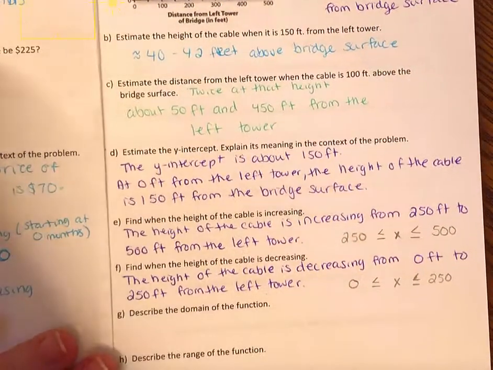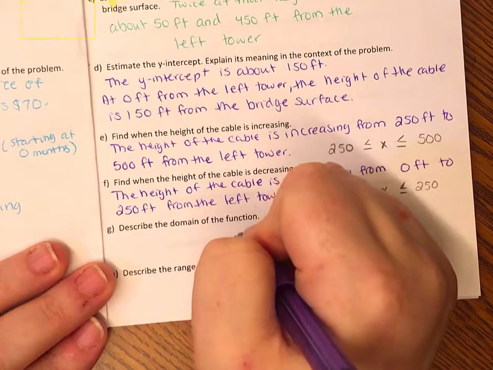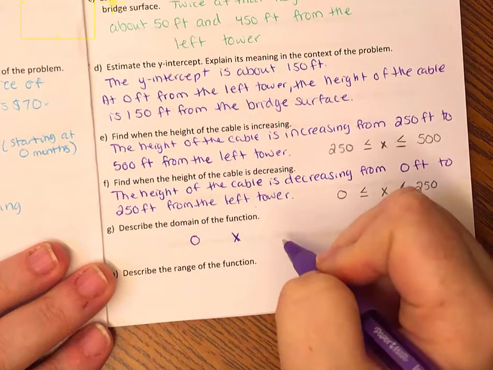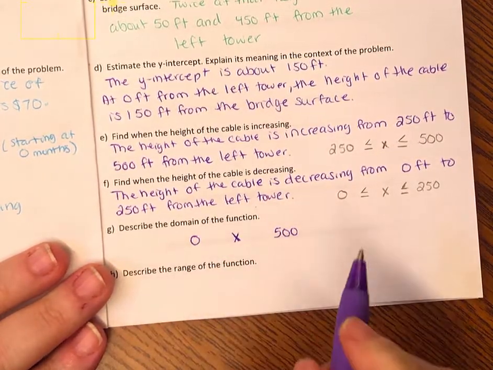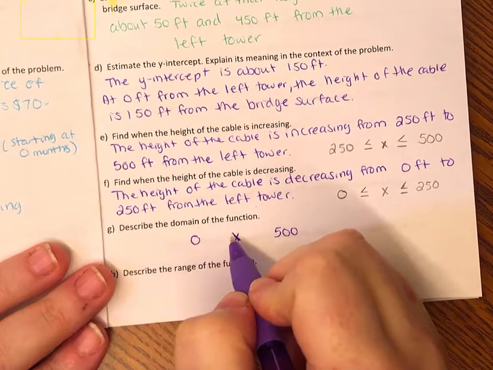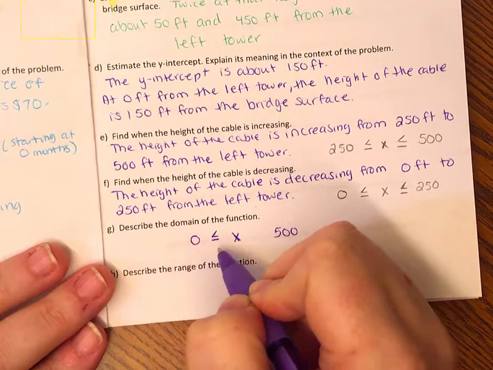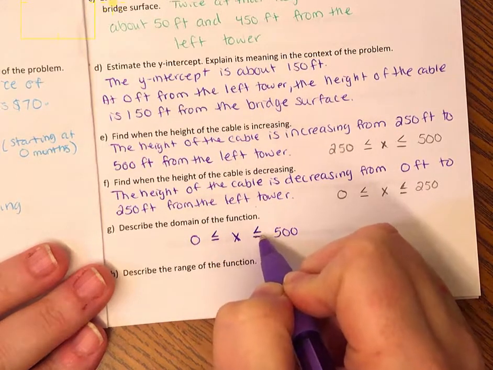So the domain is the x values. The domain starts at the x value of 0, but then it stops at 500. And then our intervals are the same as what we've done earlier. We want to say that it's all the x values that are bigger than or equal to 0, but then all of our x values are smaller than or equal to 500.